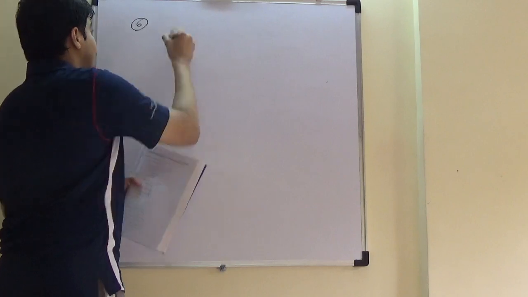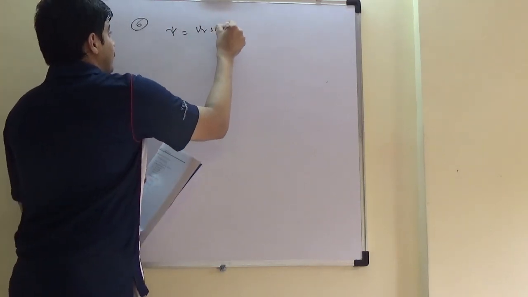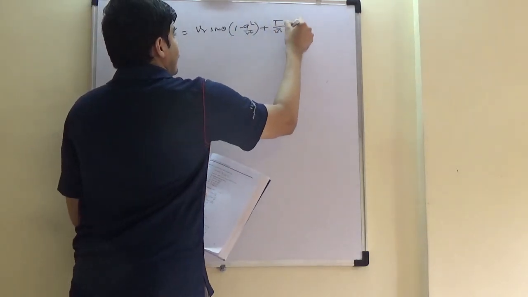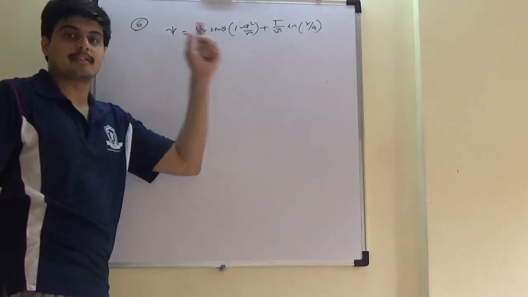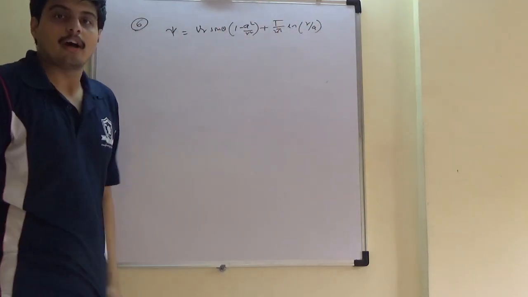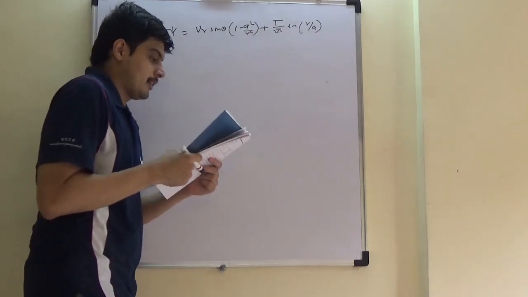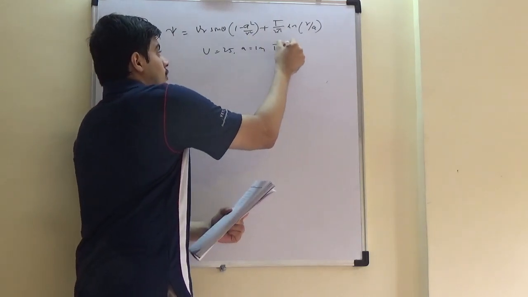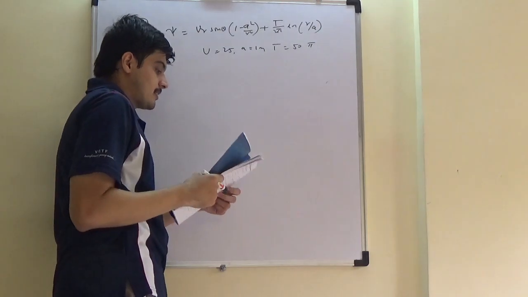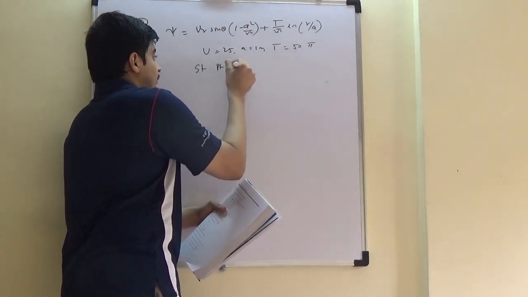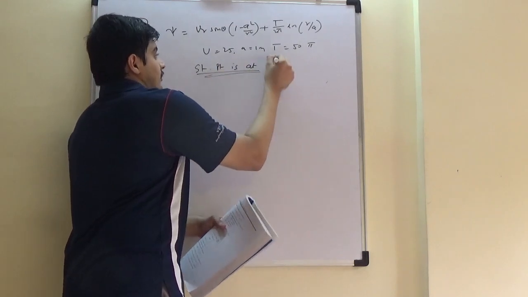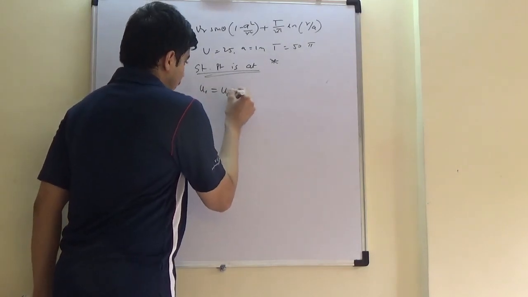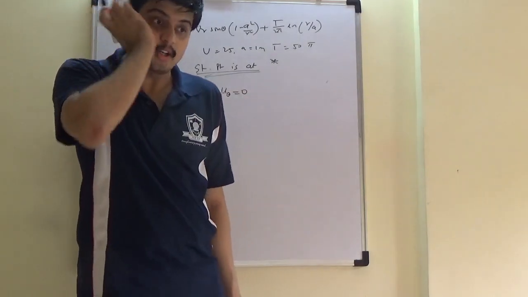Question number 6. Consider a stream function, again we have been given this, and now we are masters that this is a rotating cylinder, strength tau rotation placed at center. U is again given 25, so this is an extension of the problem. A is 1 meter, tau is 50 pi. In this case, the stagnation point is at, this is very important, ur equal to u theta equal to 0 is the condition for stagnation point.